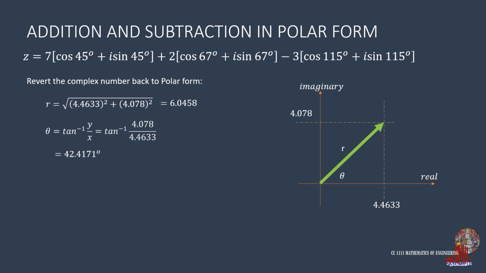Thus, we can finally say that z is 6.0458 times cosine of 42.4171 degrees plus i times sine of the same angle. To shorten it, we can write z as 6.0458 CIS 42.4171 degrees.